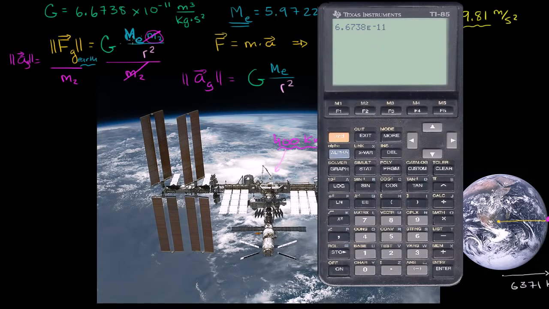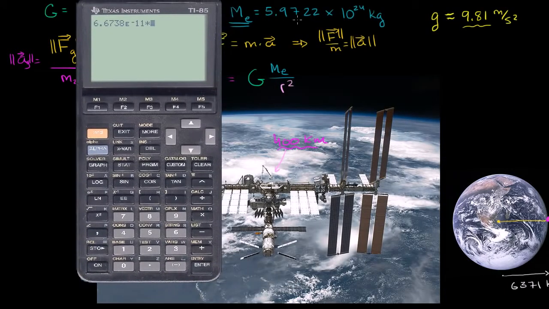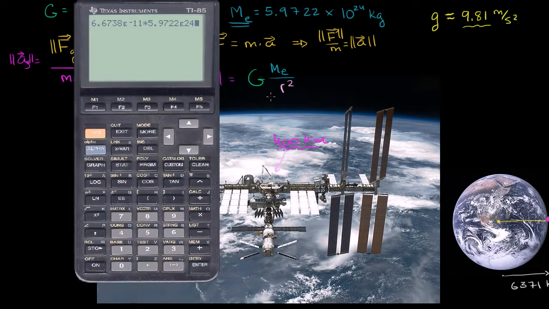And then I want to multiply that times the mass of Earth, which is right over here. That is 5.9722 times 10 to the 24th. So times 10 to the 24th power. And we want to divide that by the radius of Earth squared.